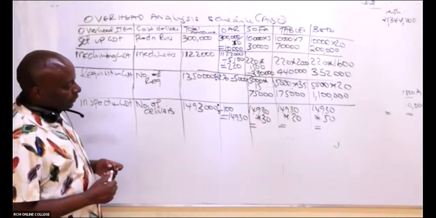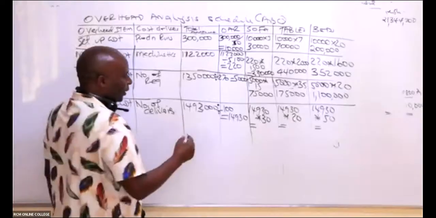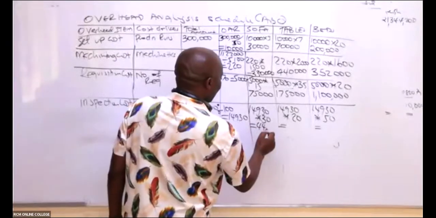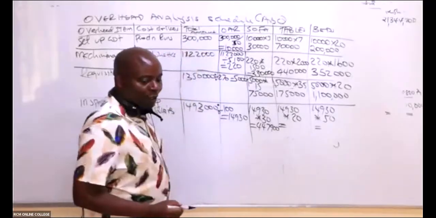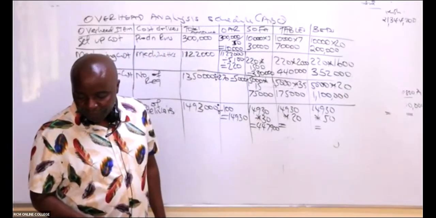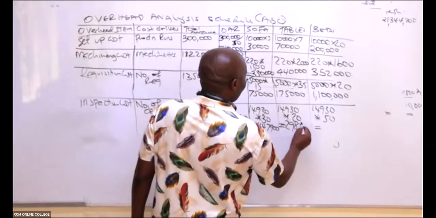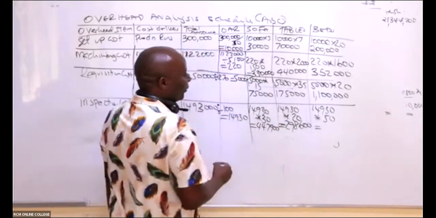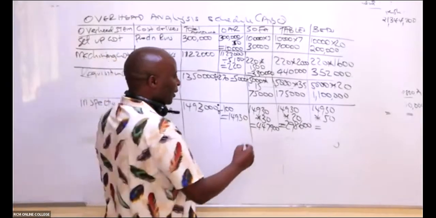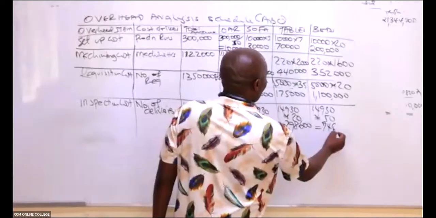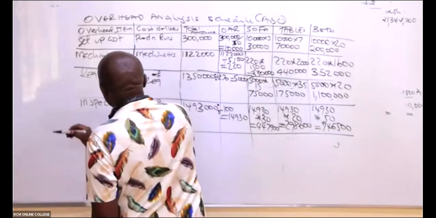So 14,930 times 30 gives me what figure at the end of the day? 447,900. Yeah. And then we have the second one. 298,600. The last one. 746,500. Thank you so much. Is that all, or do we still have other cost items?